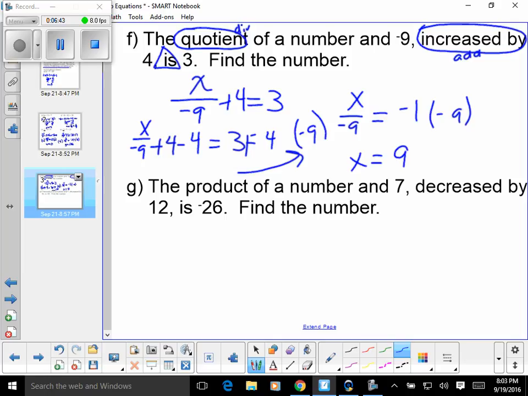Now try it back in your equation. If I take 9, divide by negative 9, I will get negative 1. Negative 1 plus 4 equals 3.